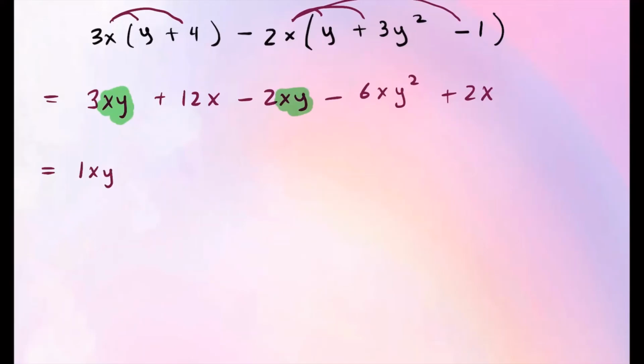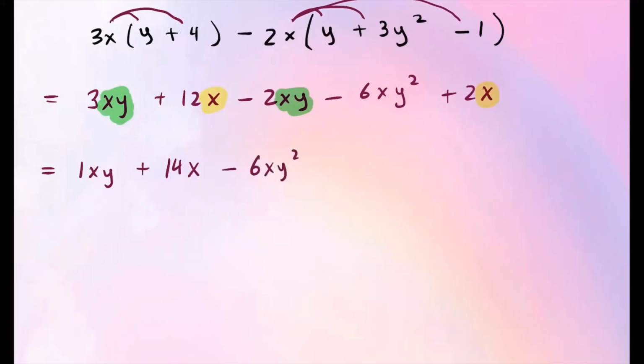And then for the next like term, I see that I have a 12x here, and I have a 2x here. So again, those are like terms. So 12 and 2, that will give us 14x. And then I see that I have xy squared. Well, there's no other term containing exactly xy squared. So that's going to have no like term. So we just rewrite it, negative 6xy squared.